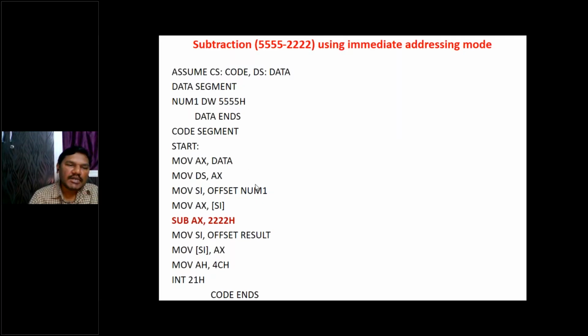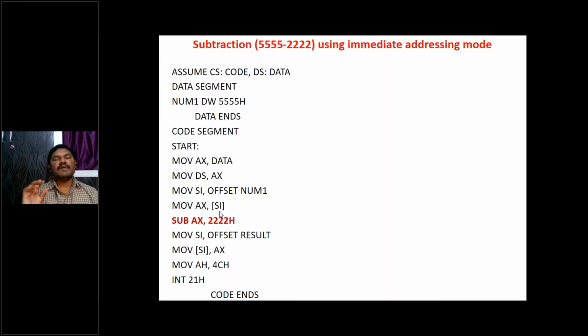OFFSET is the assembly directive. Num1 is the variable. What is num1? Num1 is num1 DW 5555h. Right. DW stands for define word. What is this num1? Num1 is the variable as written in the data segment. So you see the relation.